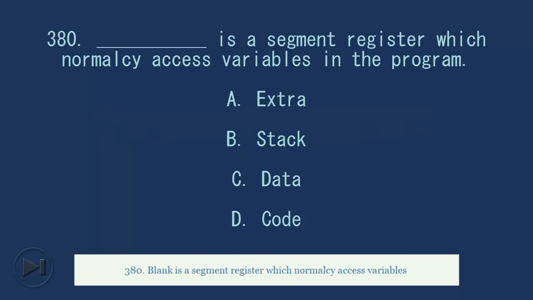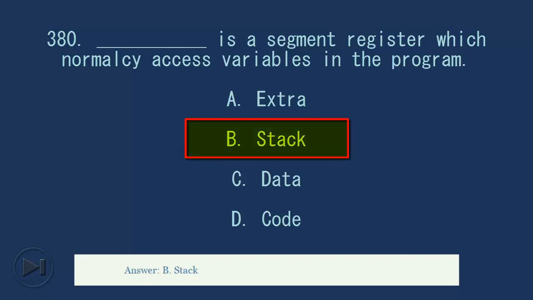380. Blank is a segment register which normal C access variables in the program. A. Extra. B. Stack. C. Data. D. Code. Answer: B. Stack.